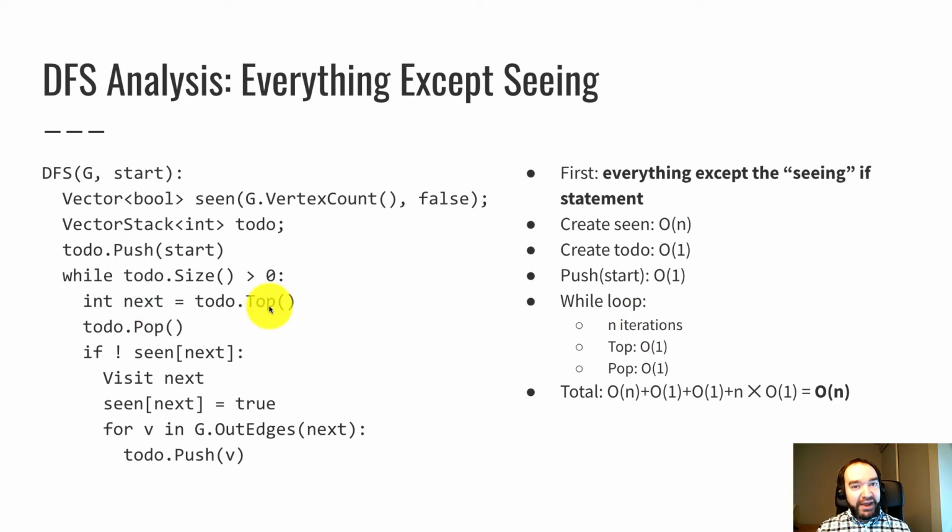Again, review your stack efficiency, but top is constant time, and pop from the top of the stack is constant time. So altogether, I've got big O of n to create seen, and then constant time for the to-do and push, and then an n-iteration loop that takes constant time. Again, we're not counting the visit stuff yet. So constant time per iteration, and that adds up to a total of big O of n. So everything except for the seeing part of the algorithm takes linear time, big O of n.